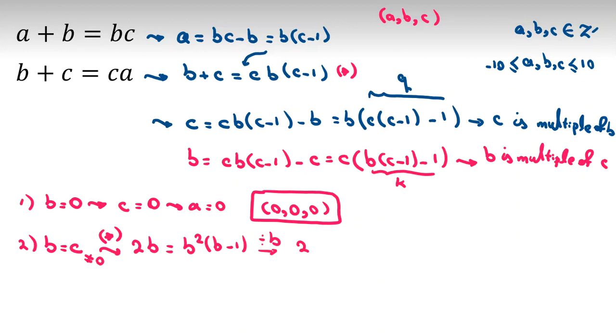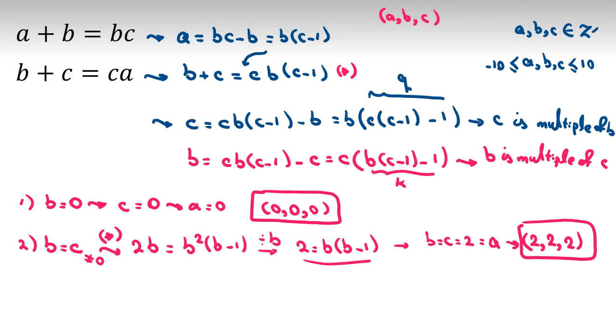B is equal to C, not 0. Then we divide by B: 2 equals B times B minus 1. Now, the cases for B: if B is greater than 2, it will be 3 times 2, it will be large. If B is 2, so one answer is B equals C equals 2, and it works. If B equals C equals 2, this will be 2, 2, 4, 4 equals 2A. A is also 2, and in the first equation it will work. So another answer is 2, 2, 2.